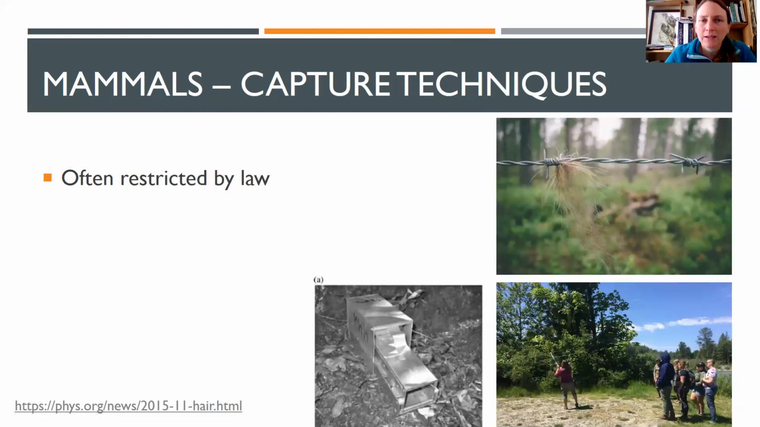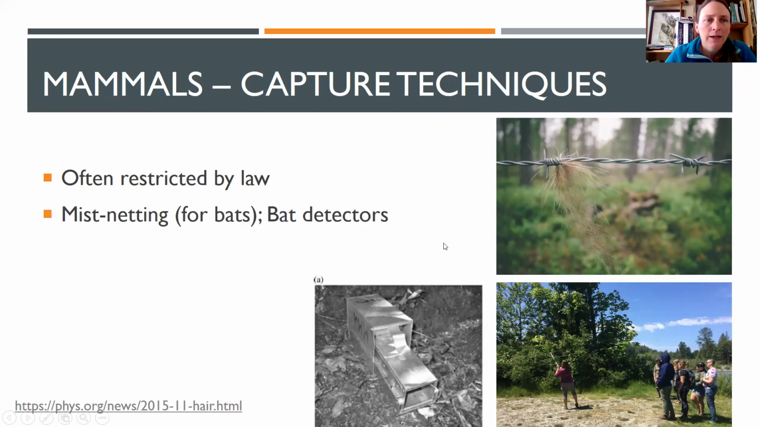Capturing mammals, again, often restricted by law. Again, you can use mist nets for bats, but you can also use things like bat detectors that are sensing the sounds that bats make as they ping for their echolocation.